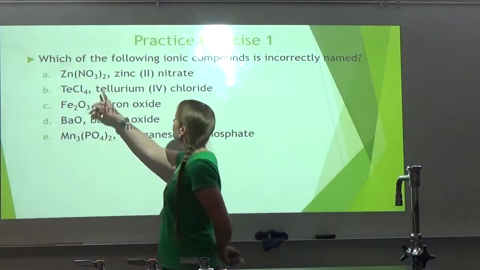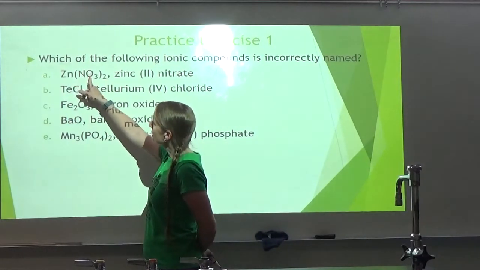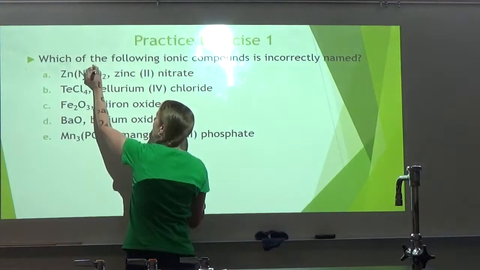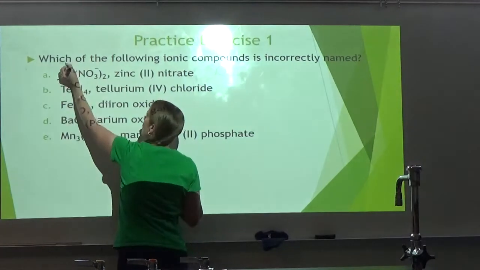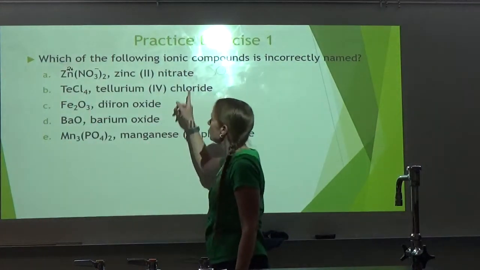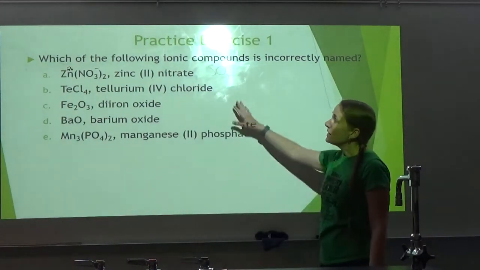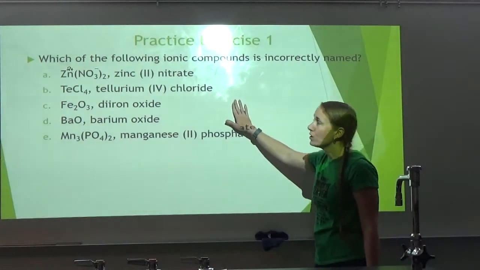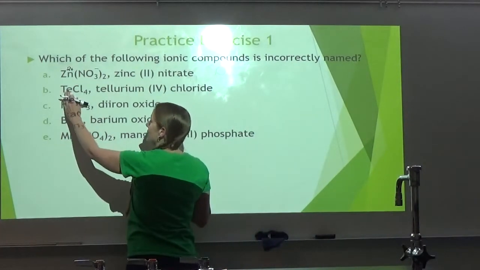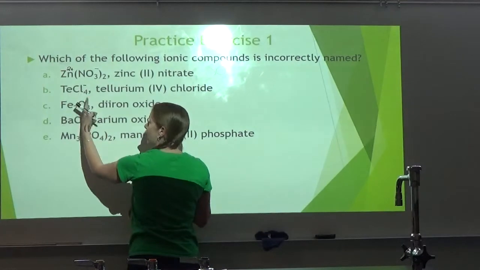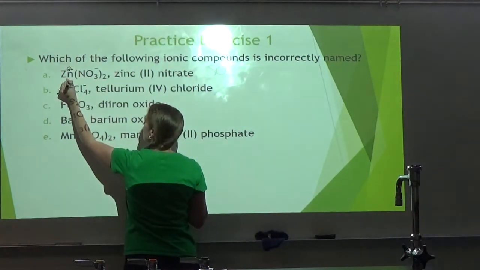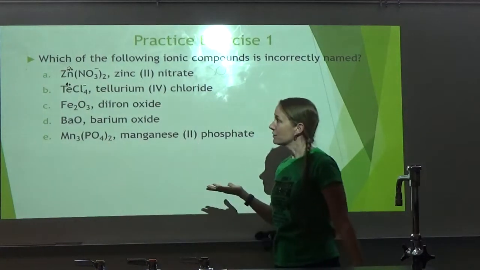We have zinc(II) nitrate. Well, this is zinc, this is nitrate. Nitrate is -1, and there's 2 of them, so zinc would have a +2 charge, so that's perfect. Next, we have tellurium(IV) chloride. Te is tellurium, Cl is negative, so if there's 4 of them, tellurium would be +4, so that's fine.